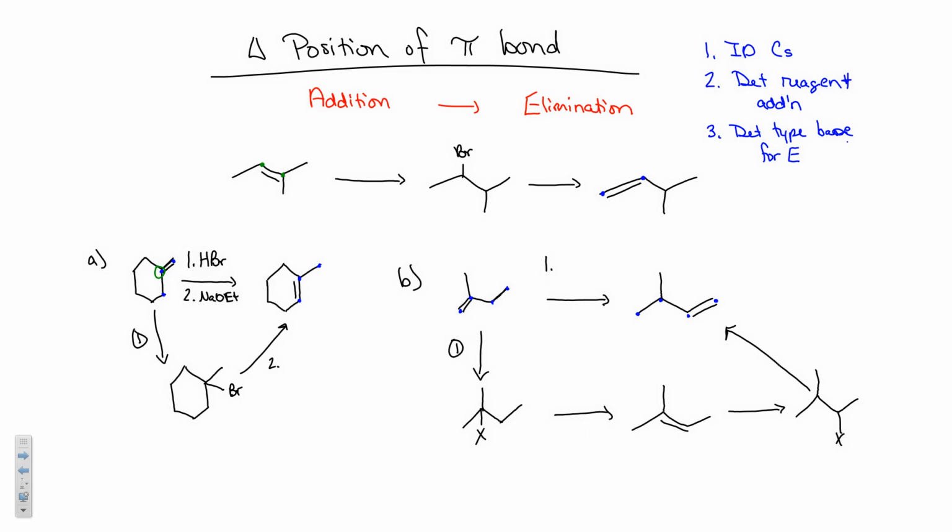Would this be Markovnikov or anti? Okay. So you had HBr, so you would put a bromine here. So you're going to take your bromine off and make your double bonds here. Is this a Zaitsev or a Hoffman product? It's a Zaitsev. So sodium methoxide.